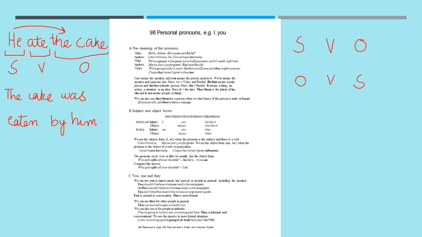Section C: you, one and they. We can use you or one to mean any person or people and in general, including the speaker. You shouldn't believe what you read in the newspapers. Now they are talking here very generally.